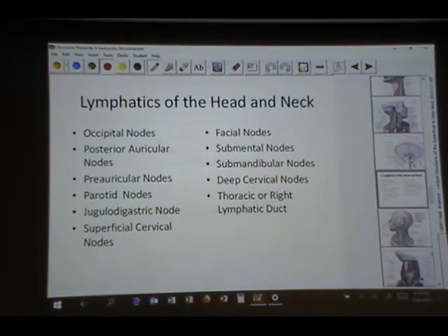Arteries perfuse tissues with nutrients. What do veins do? Waste products, metabolism, back in circulation to be processed. What do lymphatics do?